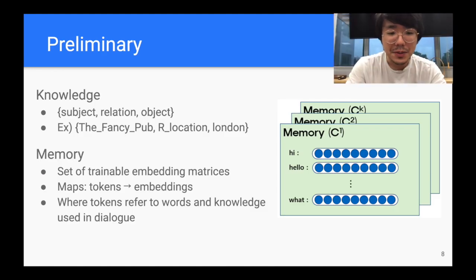Here are some of the terms that will be seen in the research. The collection of subject, relation, and object is called knowledge. It's the information that the system needs to know how to carry out tasks, and it is incorporated in this form of knowledge. For instance, to incorporate the information that the fancy pub is located in London, it can be expressed in this triple form, as you can see. Memory is a set of trainable embedding matrices that map tokens into embeddings. Here, tokens means words or other knowledge that are used in the dialogue.